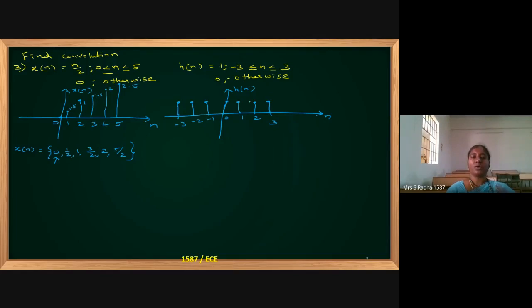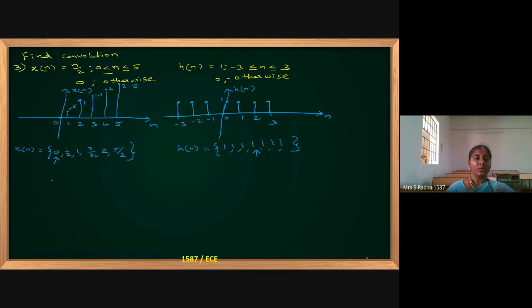So we have drawn height 1 from minus 3 to plus 3, and other than these points, the height is 0. After 3 it is 0, 0, 0 up to infinity, and before minus 3 also the height is 0 up to infinity. Now h of n has how many elements? 7 elements: 1, 1, 1, 1, 1, 1, 1. The center point is at the origin; to the left of the origin, 3 heights are there, and to the right, 3 heights are there. This is the h of n signal.